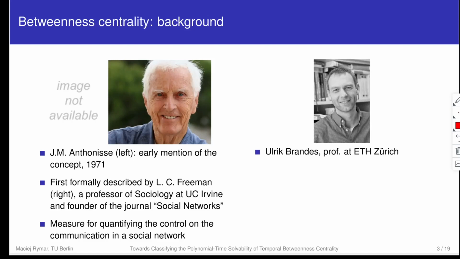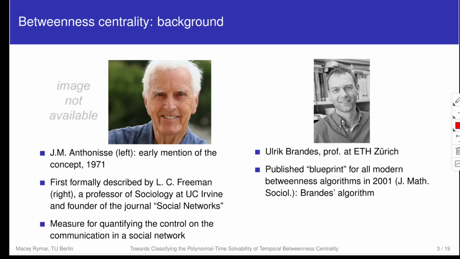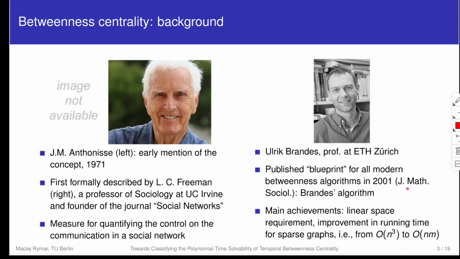Another important person with regards to this concept is Ulrich Brandes, who published a seminal paper in 2001, and many results are based upon his paper. His main achievements were reducing the space requirement to linear, as well as improving the running time from O of n cubed to O of n m, where n is the number of vertices and m the number of edges. For sparse graphs, this is a big improvement, and many examples of networks are pretty sparse. So both of those factors are very big improvements on what had been known beforehand.